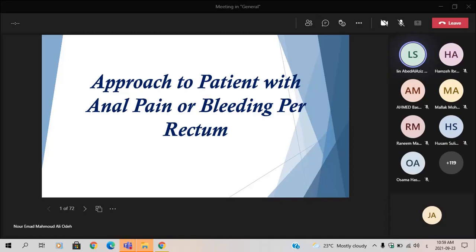السلام عليكم، يعطيكم العافية. الصوت واضح من عندكم؟ نعم واضح، تفضل.